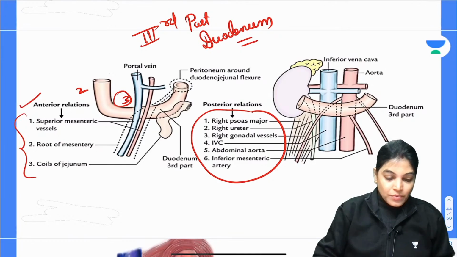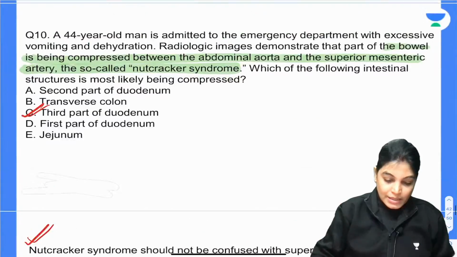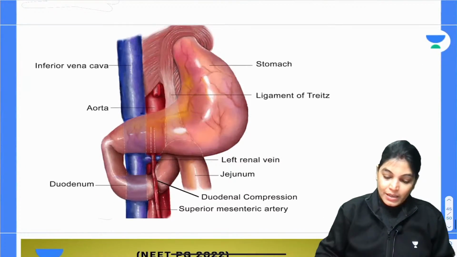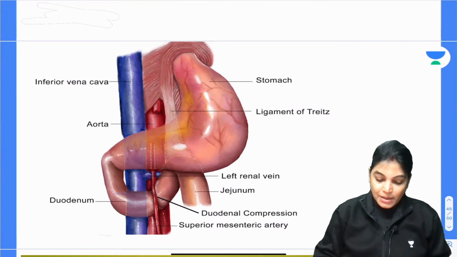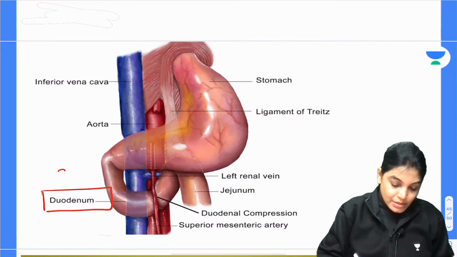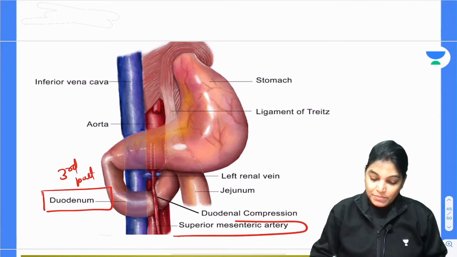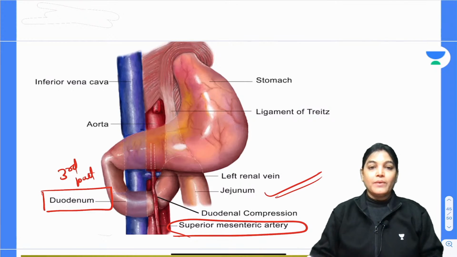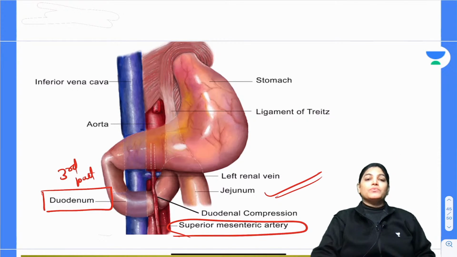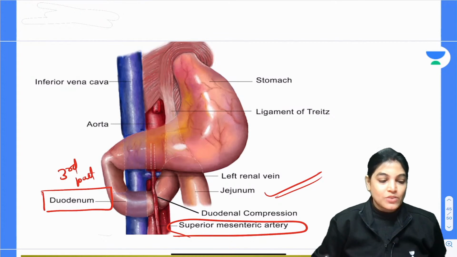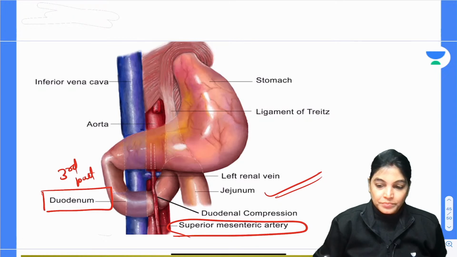Now in case of nutcracker syndrome, absolutely correct, Arundhati. Here you can see the part of duodenum which is involved is the third part of duodenum, which is compressed by the superior mesenteric artery and abdominal aorta. So compression of the third part of duodenum is seen in nutcracker syndrome.